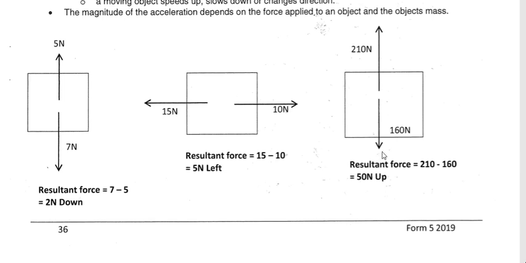And the final simple example is that we have an upwards force of 210 newtons, a downwards force of 160 newtons, so the resultant force is 210 minus 160, 50 newtons upwards.